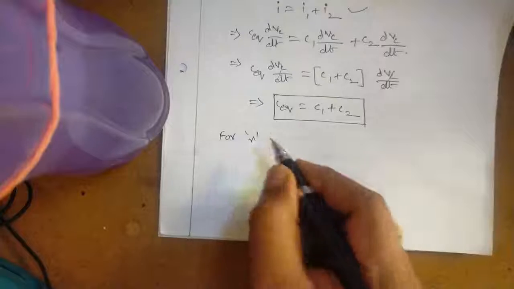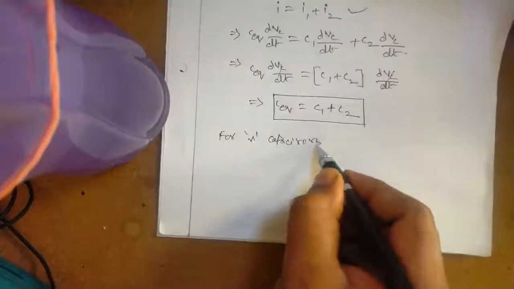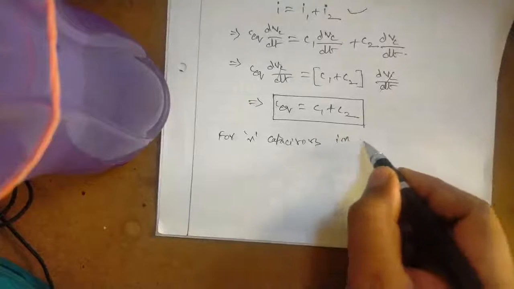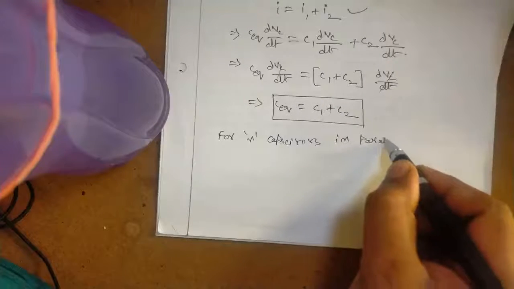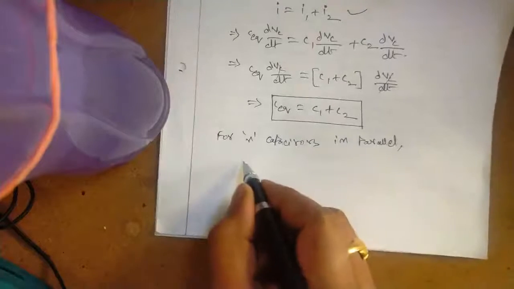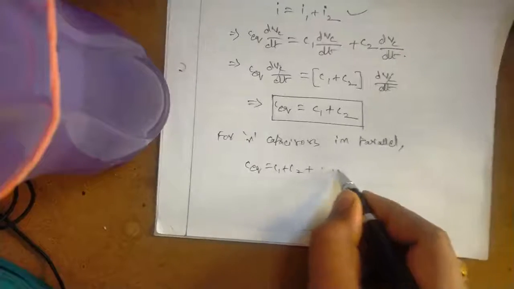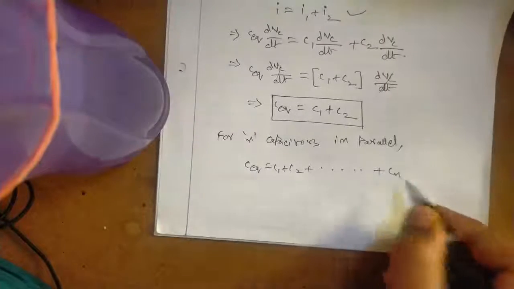For n number of capacitors connected in parallel, C equivalent is equal to C1 plus C2 plus and so on plus Cn.